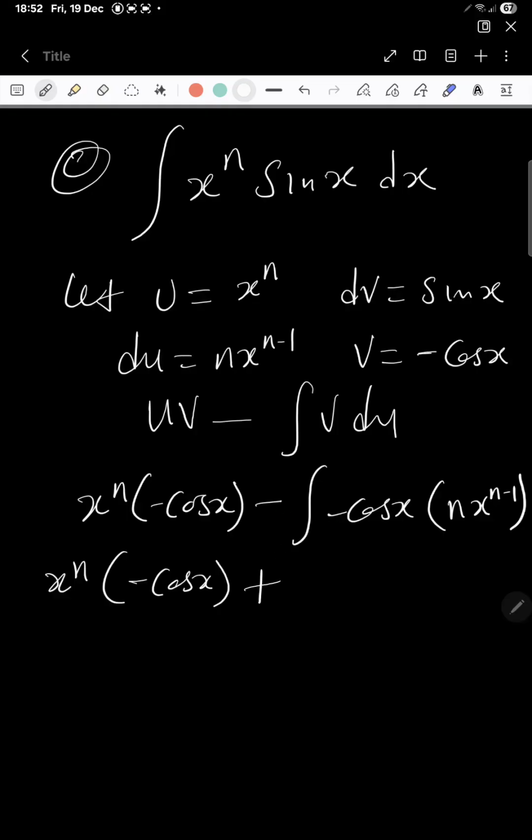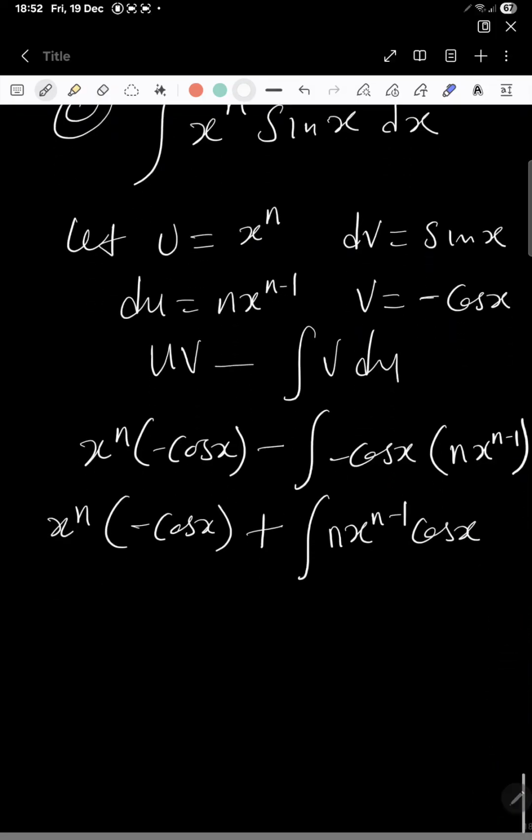Negative and negative here is a positive. Then the n which is here can come outside, or maybe let's keep it the way it is first, which is integral of n x to the power n minus 1. Remember, even when you keep it there or you factor it out, the answer is just the same. So then the cos of x like that.